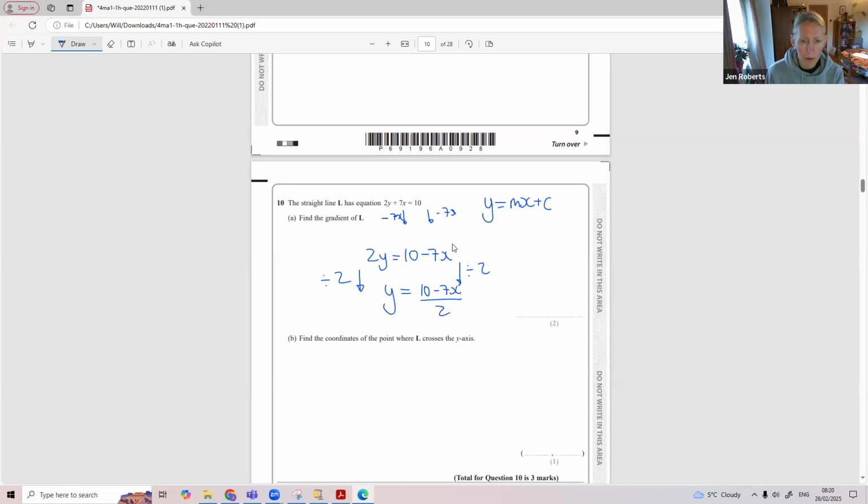I'm going to divide both of those things by 2. 10 divided by 2 is 5. 7 divided by 2 is 3.5. Because I've just got it in a slightly different order, let me just rearrange it a bit. That's the same as minus 3.5x plus 5. So your gradient is minus 3.5.